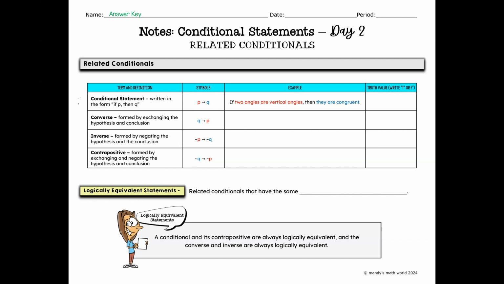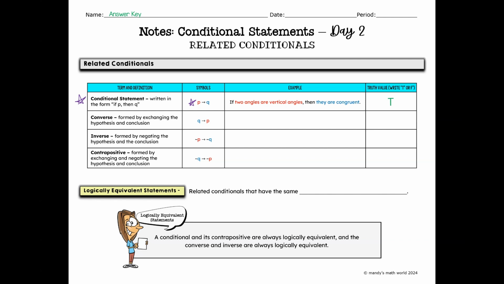Recall that a conditional statement is written in the form if P, then Q. I've got the symbols right here in this column, if P, then Q, and I've color-coded it so that P, which represents the hypothesis, is in red, and Q, which represents the conclusion, is in blue. In this next column, I've got an example. If two angles are vertical angles, then they are congruent. What do we know? Vertical angles are congruent. The truth value of this statement is T, which represents true.